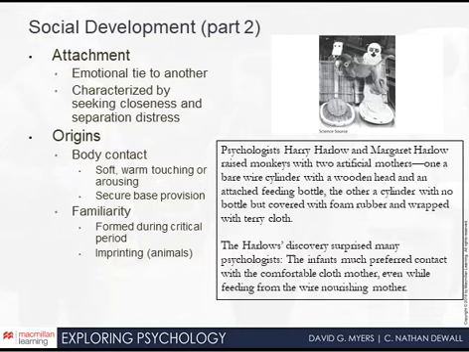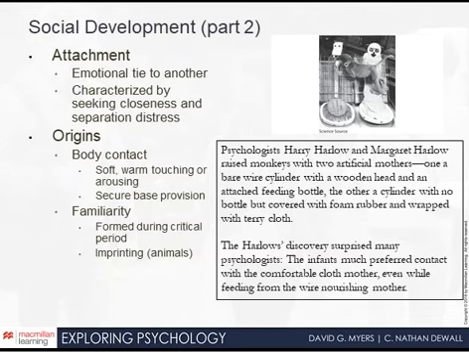One a bare wire cylinder with a wooden head and an attached feeding bottle, and the other a cylinder with no bottle but covered with foam rubber and wrapped with terry cloth. Harlow's discovery surprised many psychologists. The infants in this case preferred contact with the comfortable cloth mother even while feeding from the wire nourishing mother.